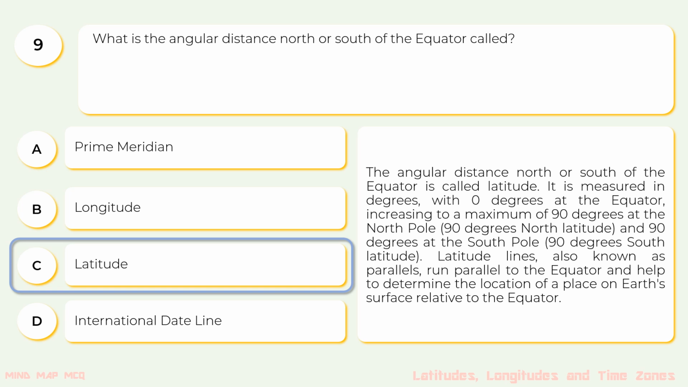It is measured in degrees, with 0 degrees at the equator increasing to a maximum of 90 degrees at the north pole, that is 90 degrees north latitude, and 90 degrees at the south pole, that is 90 degrees south latitude. Latitude lines, also known as parallels, run parallel to the equator and help to determine the location of a place on Earth's surface relative to the equator.